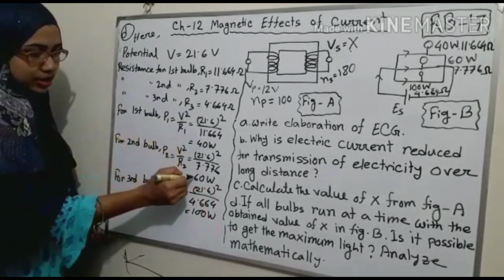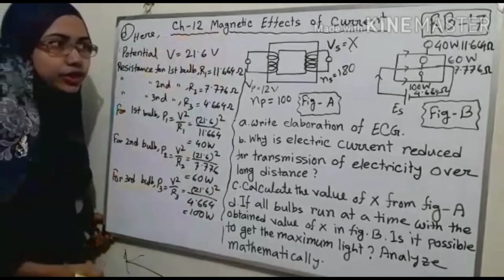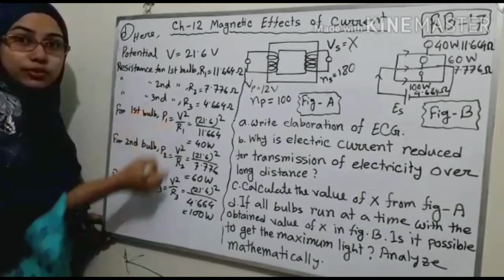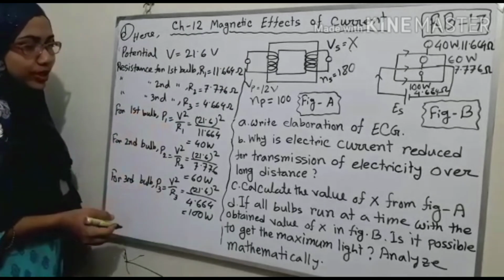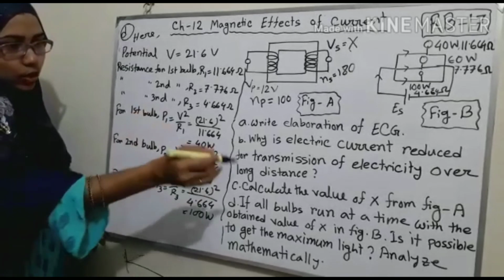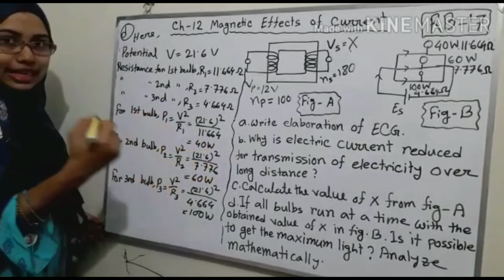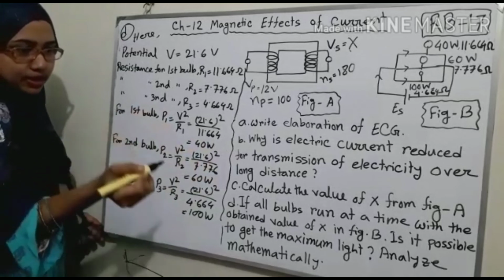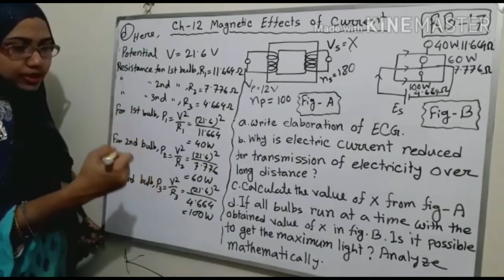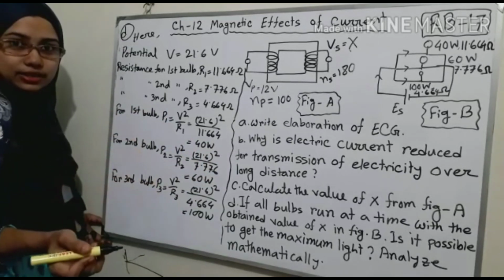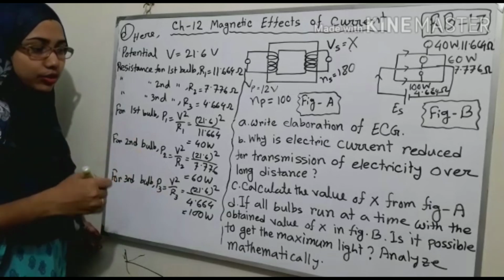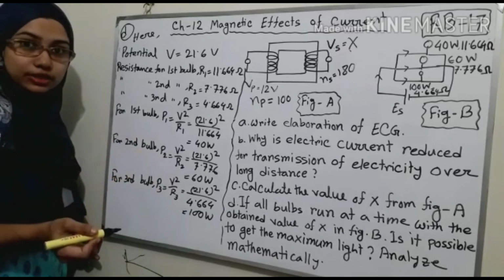So 40 watt, 60 watt and 100 watt, which is available in the question also, and you also get these things from the calculation. So we can say that if we connected all the bulbs together at a time, then they must glow or they must get the maximum light. So you have to conclude it, because without conclusion 1 mark should be deducted from the answer script.